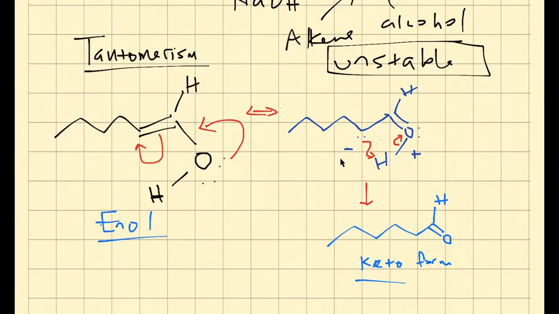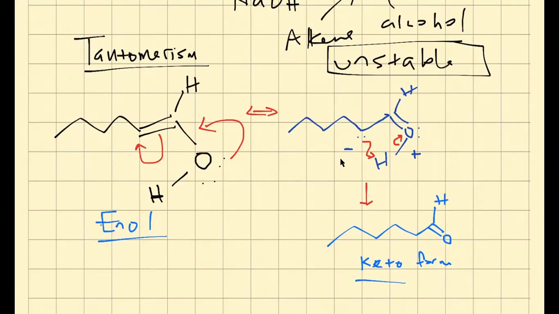All right. So anytime you do hydroboration or mercury catalyzed hydration on an alkyne, it's going to go through this rearrangement. It's not going to stay in the enol form, right?